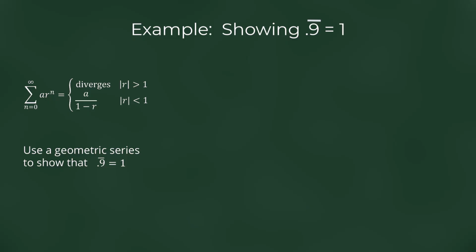This last example is going to be proving the mathematical fact that the number 0.9 repeating is exactly equal to 1. And we're going to do this using a geometric series. So when we think about the number 0.9 repeating, we have to realize that that is the same as 0.9 plus 0.09 plus 0.009, and so on and so forth. We can keep adding zeros, which is of course 9/10 plus 9 over 100 plus 9 over 1,000, and so on and so forth.